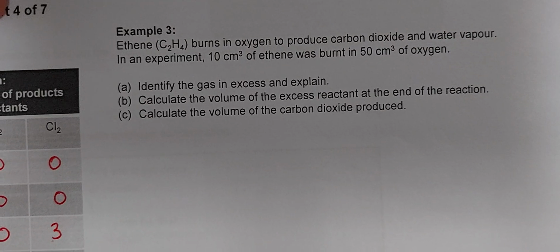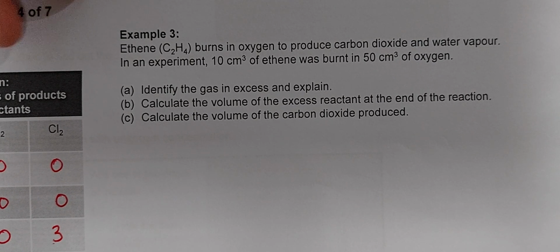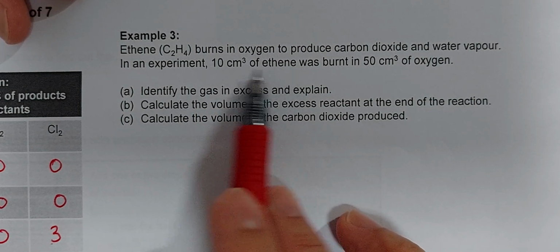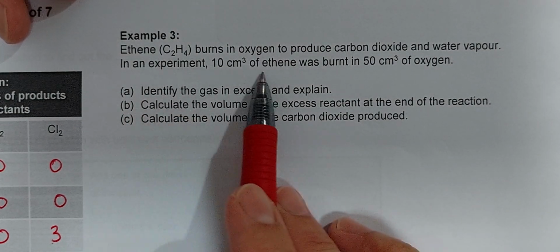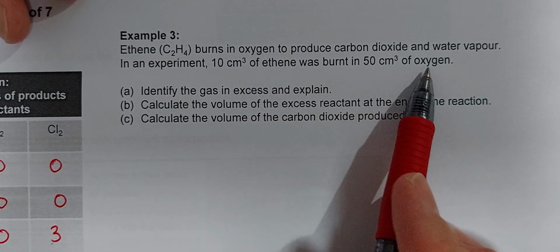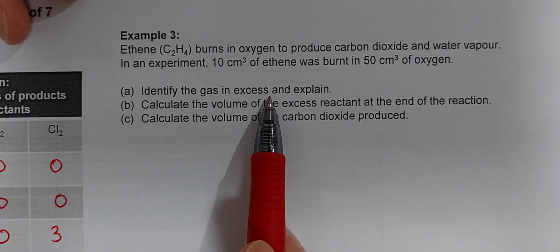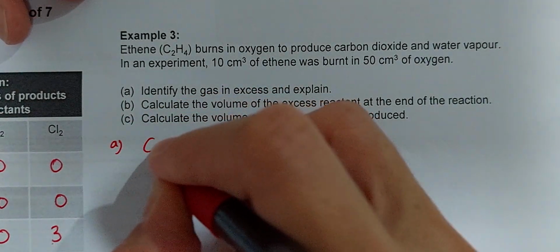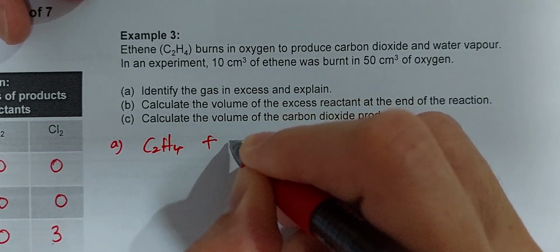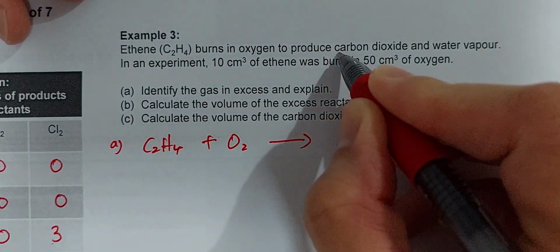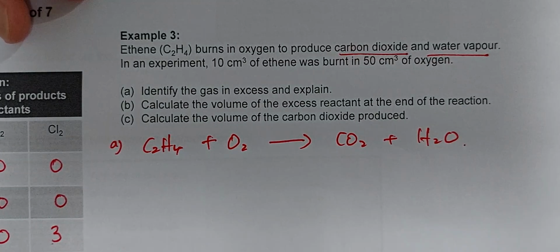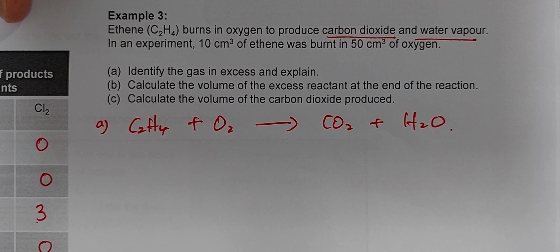Okay, let's look at example 3. Ethene burns in oxygen to produce carbon dioxide and water vapor. In an experiment, 10 cm3 of ethene, so ethene is actually a gas, was burned in 50 cm3 of oxygen. Identify the gas in excess and explain. So again, we always start off with the balanced chemical equation. So C2H4 burns in oxygen, produces these two products, CO2 plus water vapor. So we need to balance the chemical equation.